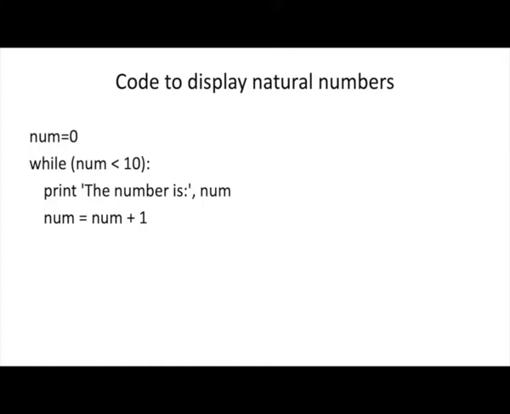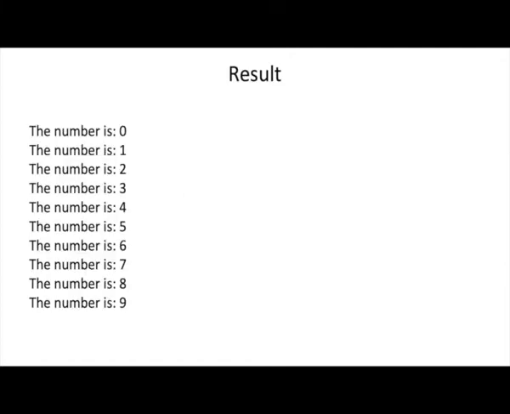The loop iterates as long as the condition is true. When the condition becomes false, program control passes to the line immediately following the loop. Here is a simple Python example which displays the first 10 numbers from 0.